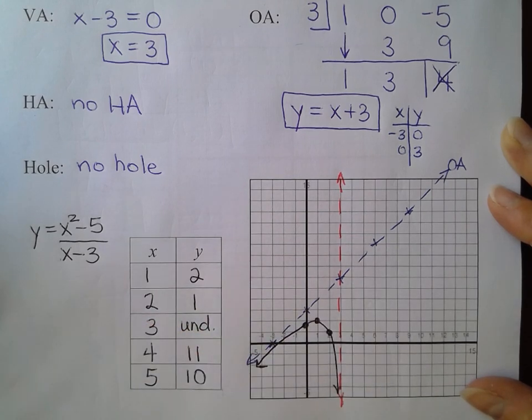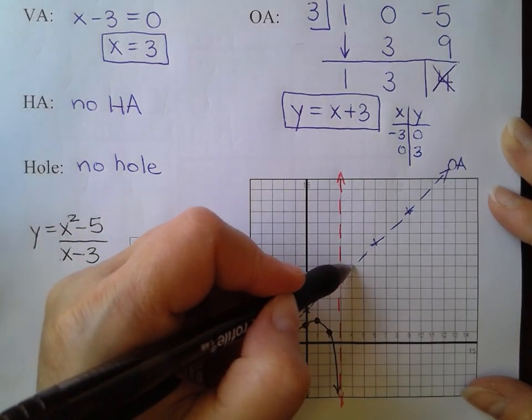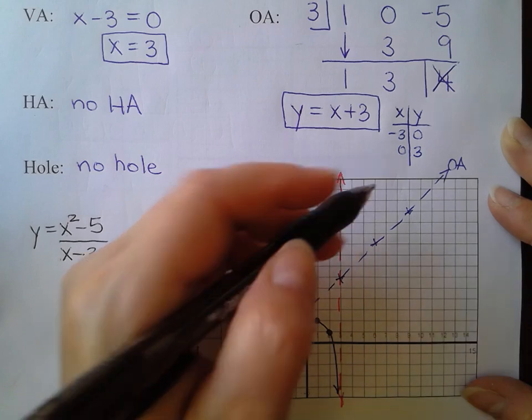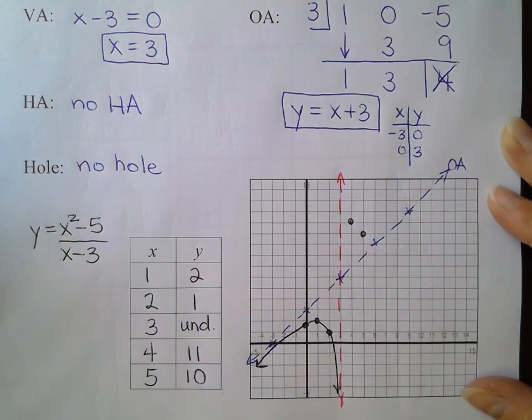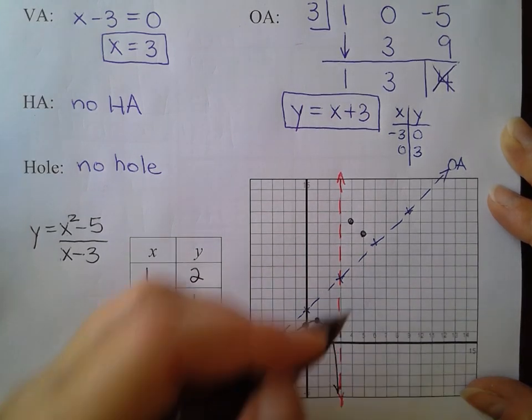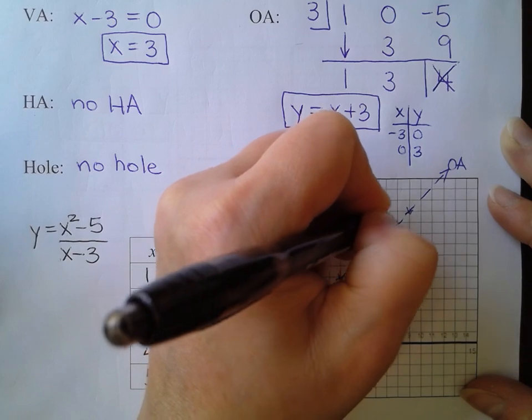On the right hand side, we've got 4, 11, and 5, 10. And it is also going to be a curve that approaches these lines. So it'll look something like this.